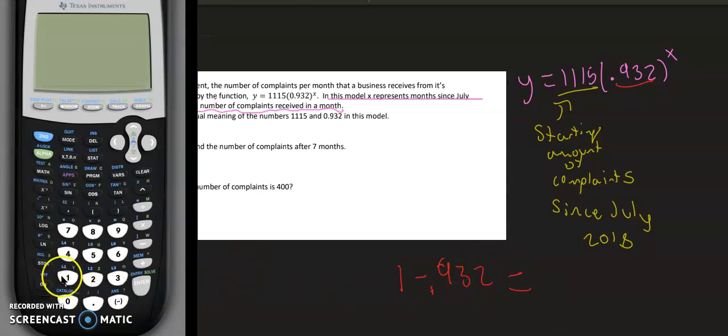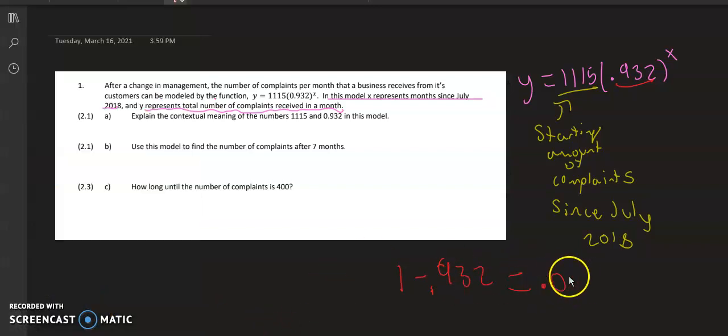When we subtract on the calculator, 1 minus, oh, let me turn it on. So 1 minus, oh, I didn't put the minus sign, oops, sorry. 1 minus 0.932, we get 0.068. Now what we have to do is, this is not a percent. We gotta move it 2 spaces to the right to make it a percent. And after this, we get 6.8%.